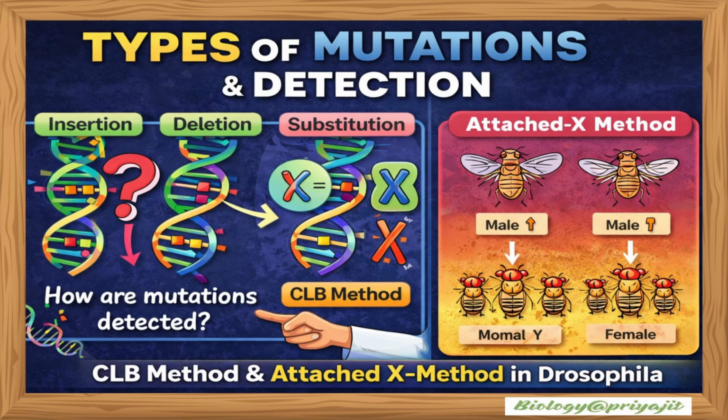These methods helped scientists like H.J. Muller prove that mutations can be induced and precisely identified. This topic is extremely important for UG, PG, CSIR-NET, GATE and other competitive exams. Let's explore how careful genetic analysis reveals hidden changes in DNA.